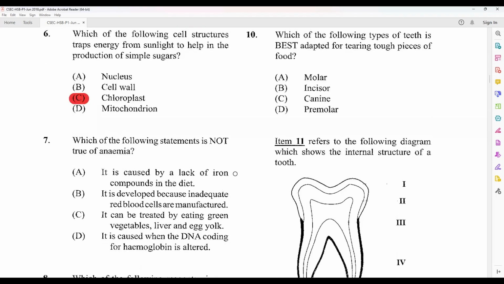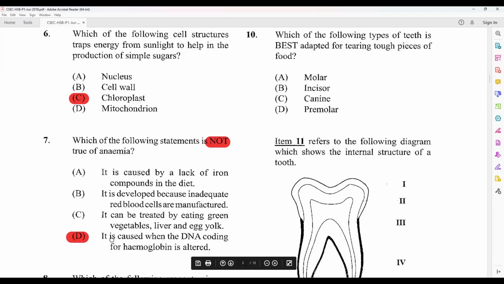Which of the following statements is not true of anemia? Not in capital letters. I want persons to be so familiar that every time they see the capital letters, it instantly clicks in their mind. It is caused by a lack of iron compounds in the diet. That's true. It is developed because inadequate red blood cells are manufactured. It can be treated by eating green vegetables, liver, and egg yolk. It is caused when the DNA coding for hemoglobin is altered. So which one is not true?